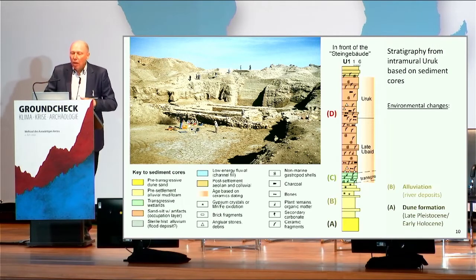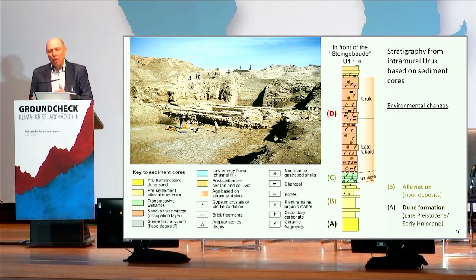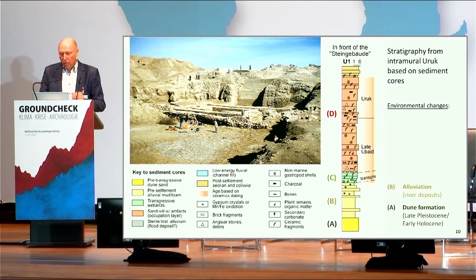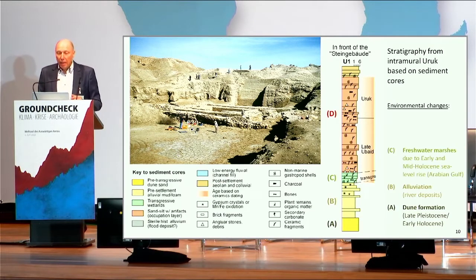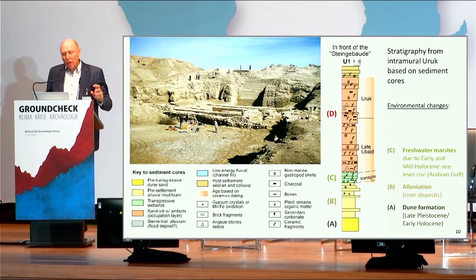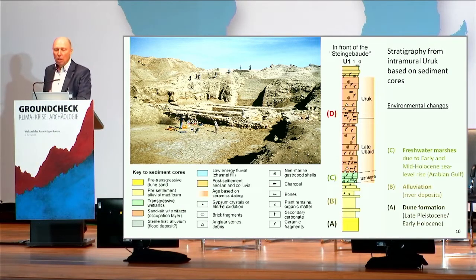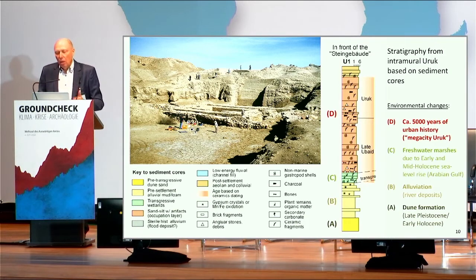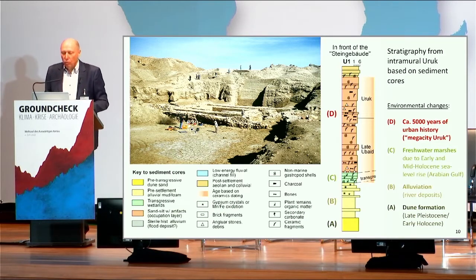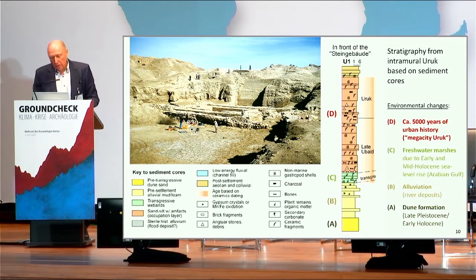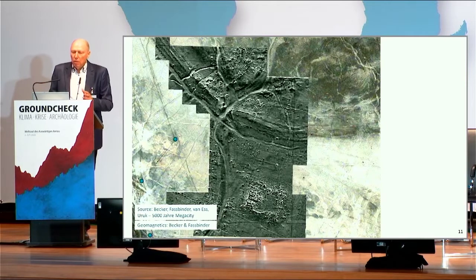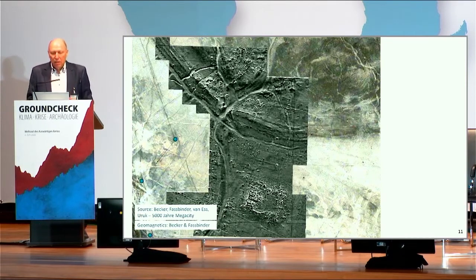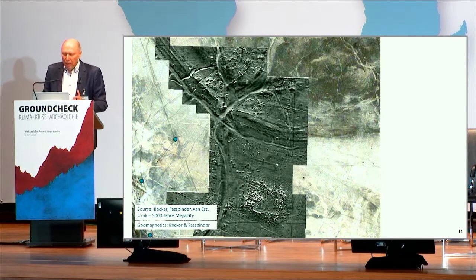And then comes the alluviation, so the flooding of the Tigris and Euphrates River and the other rivers coming together. So it becomes wetter. And then comes a marsh environment, so even wetter, because also of the sea level rise in the Arabian Gulf. And then 5,000 years of the history of the site, the mega city of Uruk, as Margarethe van Es calls it. Now there was geophysical data, as we can see here, and they were interpreted as canals.